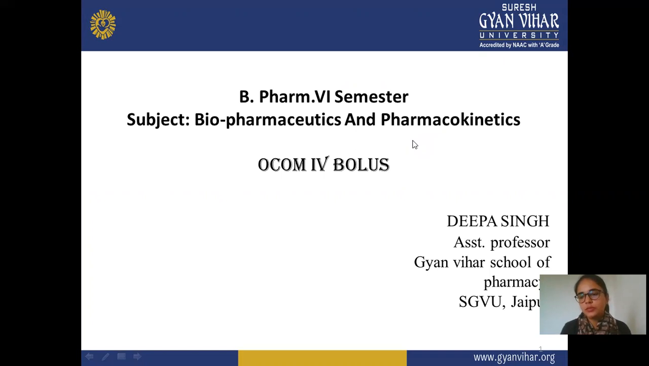IV bolus is one type of one compartmental open model. This contains three models: IV bolus, IV infusion, and extravascular. Extravascular and IV infusion we already covered, and today we discuss the IV bolus compartmental model. It is a topic of the biopharmaceutics and pharmacokinetics subject, a 6th semester subject.